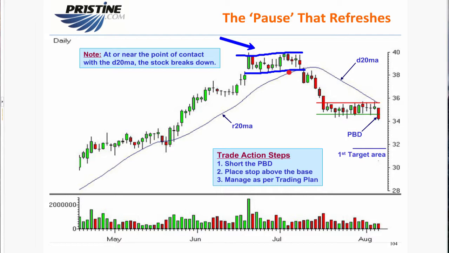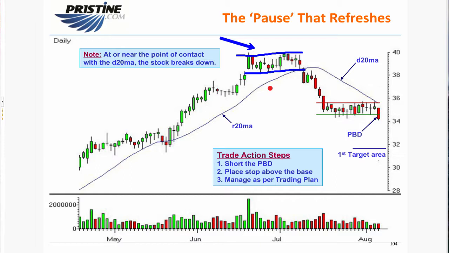So could we have considered this a bullish pause that refreshes? Yes or no? You guys tell me. Would it have been wrong to look at that as a bullish pause? Right, it never broke out, so it would have never triggered. It would have never triggered the breakout.